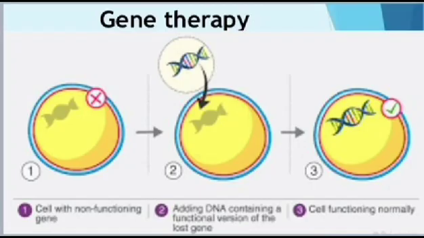Right here is an illustration of gene therapy. When you have a disease as a result of a mutation or a defective gene, you correct the disease by introducing a favorable gene into the cell to take the place of the defective gene. And by so doing, you now have a favorable gene product being produced and the disease condition is corrected.